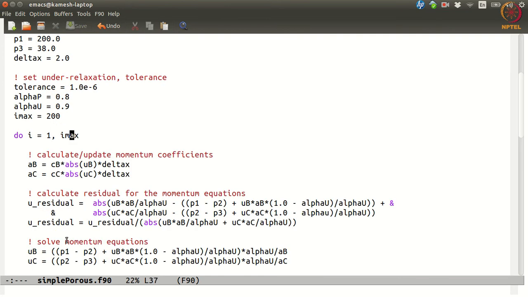So here we have a do loop. This is basically similar to your for loop in C, in the C programming language or C++. So this is similar to a for loop. Essentially, we are going from I equals 1 to I max in steps of 1.